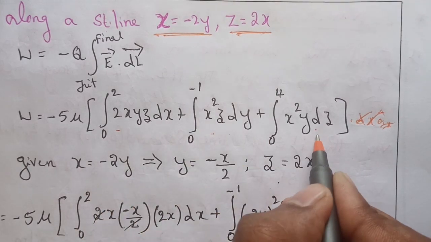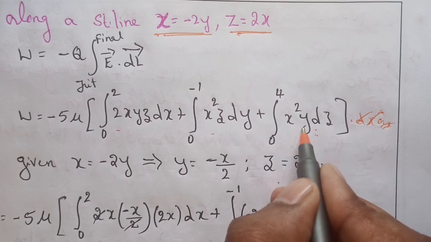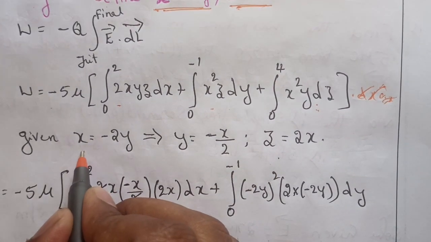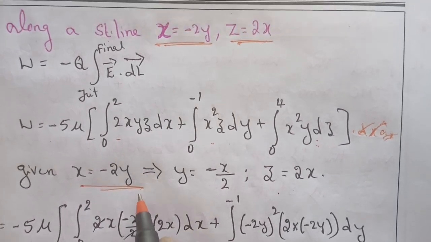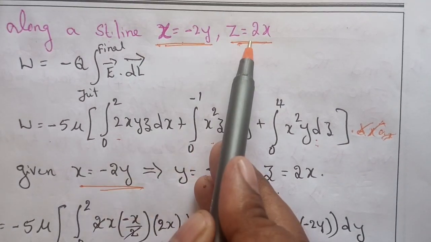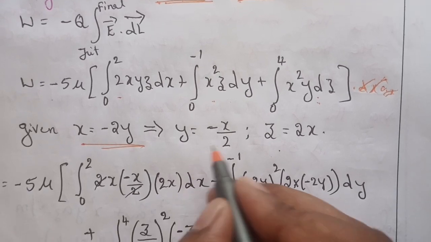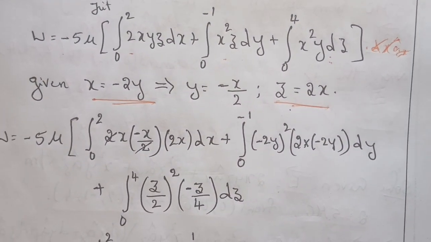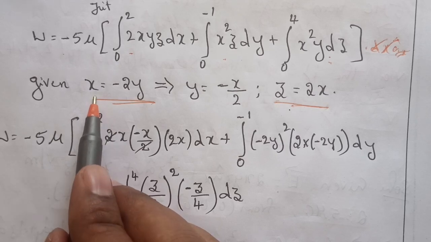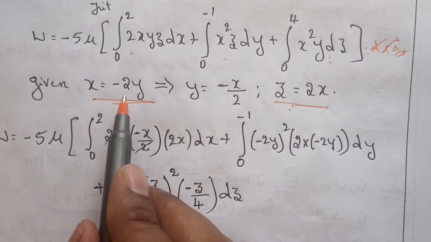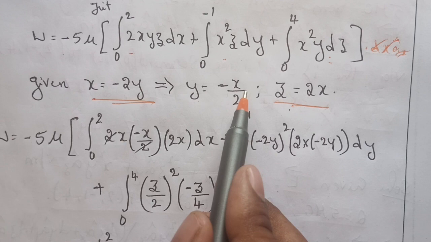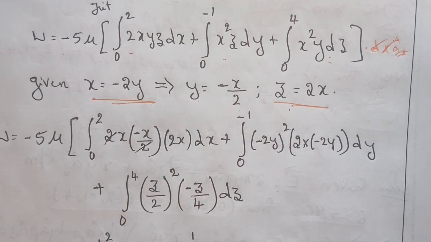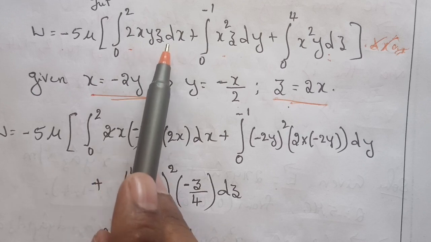Therefore I have directly written this equation after multiplying with dl. Now the path is given in the question as x equals minus 2y, and z equals 2x. So I have taken those two parameters for substitution. Wherever x is there, I can write it as minus 2y, or wherever y is there, I can replace it as minus x by 2. Similarly z. So let us simplify this expression now.